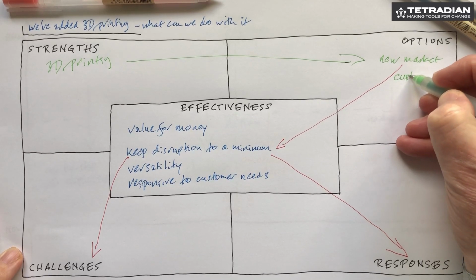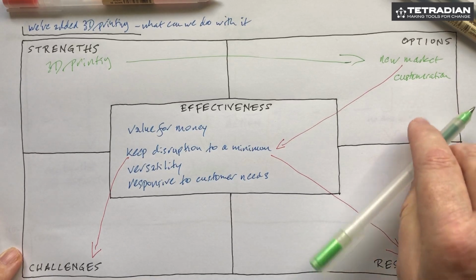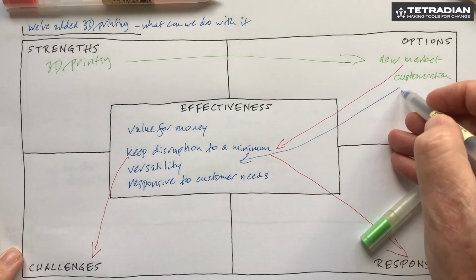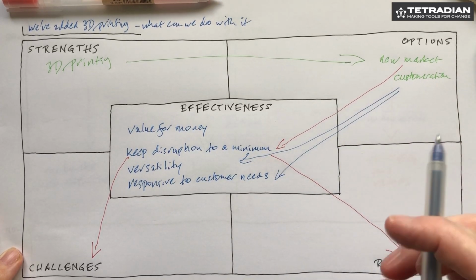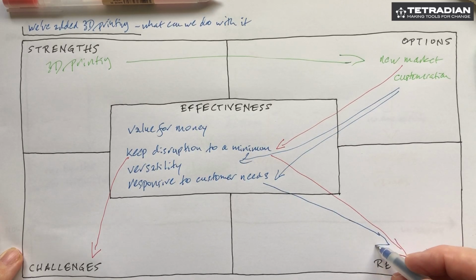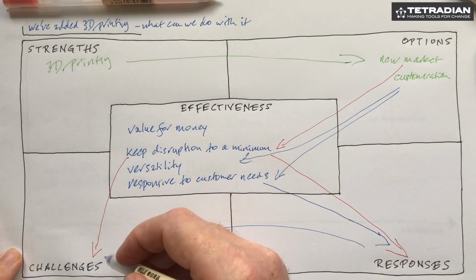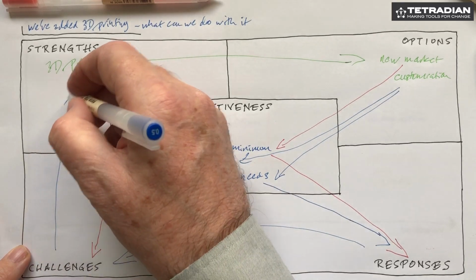There's a customization for existing customers, special purpose, which would fit very well with versatility and certainly for responsiveness to customer needs. So we need to find out from our customers whether this is something that they want. We need to look for those responses. On the basis of those responses, what do we need to change?